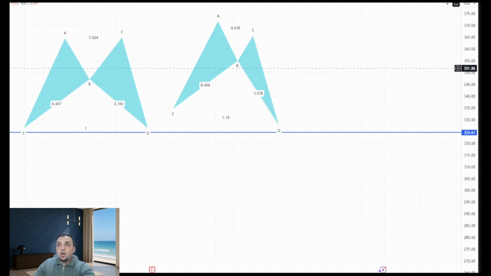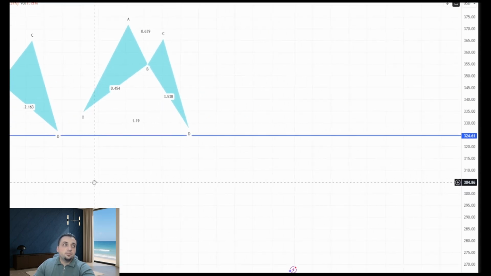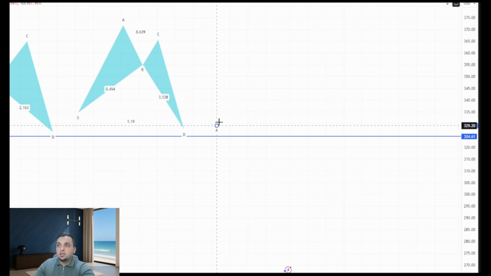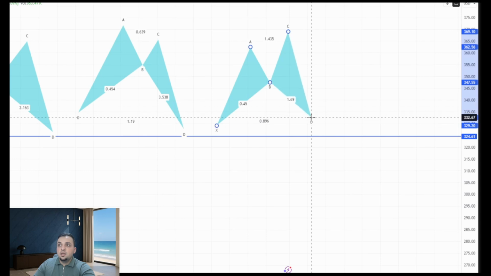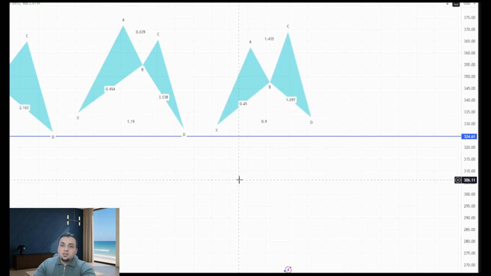Okay, and then we have the third pattern. The third pattern looks like this: X to A, A to B, B to C, and C to D. Well, it's kind of similar to the second one. In the second one, we had a lower high, while in the third one, we had a higher high. In the second one, we had a lower low because D is lower than X. In the third one, we had a higher low because D is higher than X.